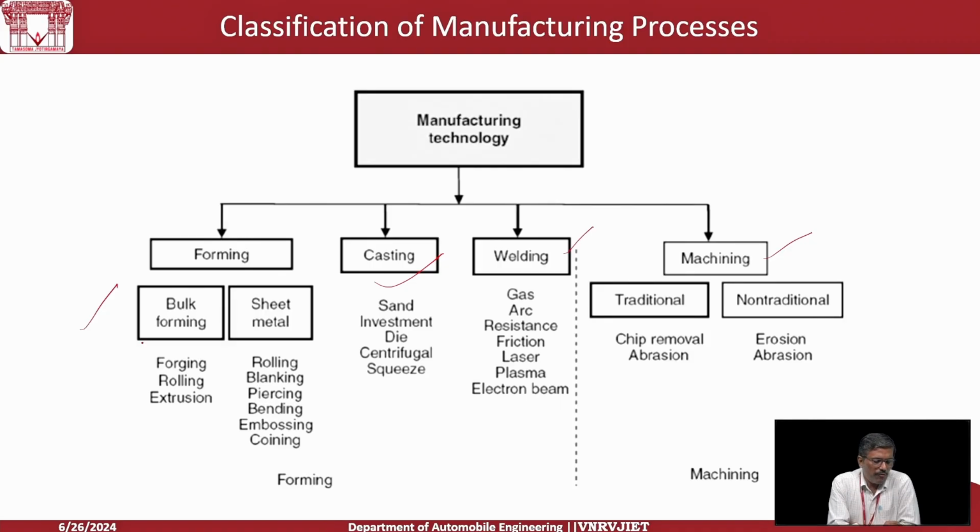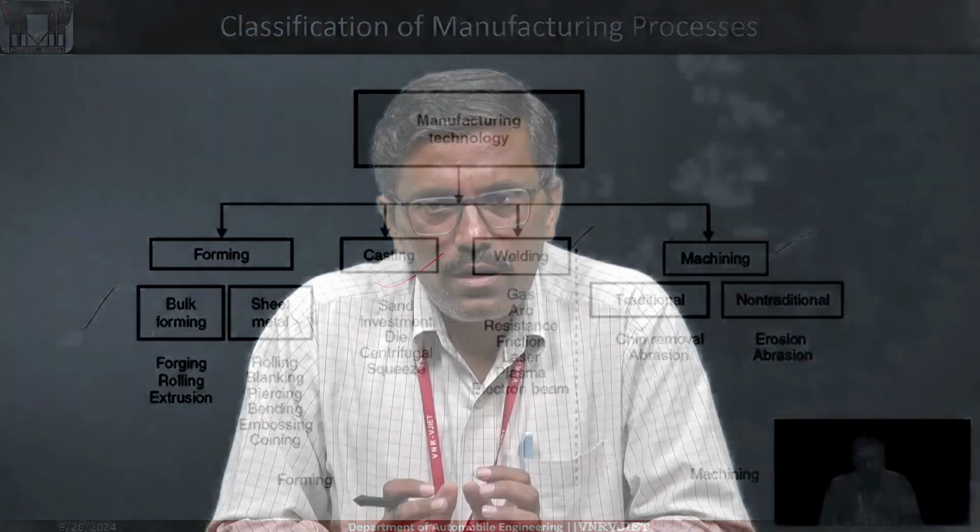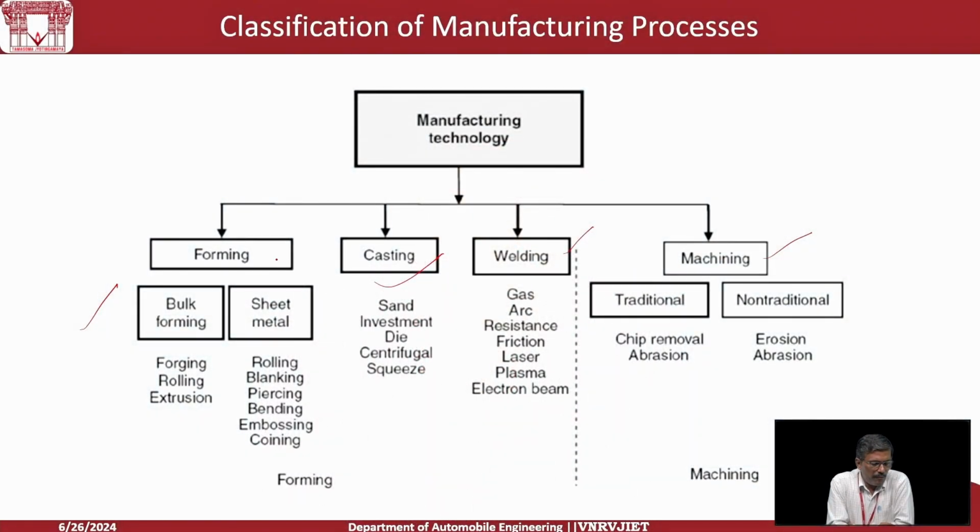So what is the forming process? In the forming process, we convert the raw material from one form of shape into the desired form of shape. Here, if you see, the forming process is classified further into two types. One is the bulk forming process, and another is the sheet metal forming process.